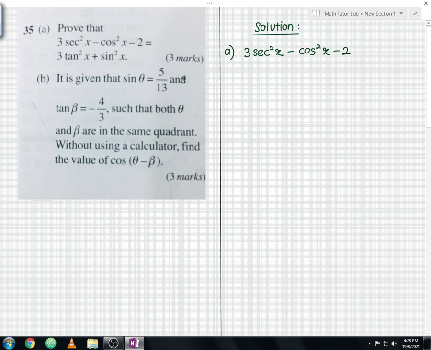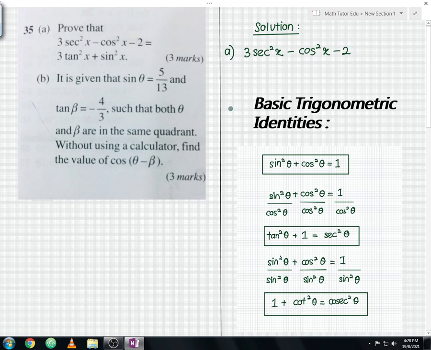So the first step is we need to have the tangent square x in our working here. So how is it possible? Try to recall the basic trigonometric identities, guys, where tangent square x plus 1 equals secant square x. As you can see here, you have secant square x. So this secant square x you can substitute with tangent square x plus 1. So that will be our next step of working.